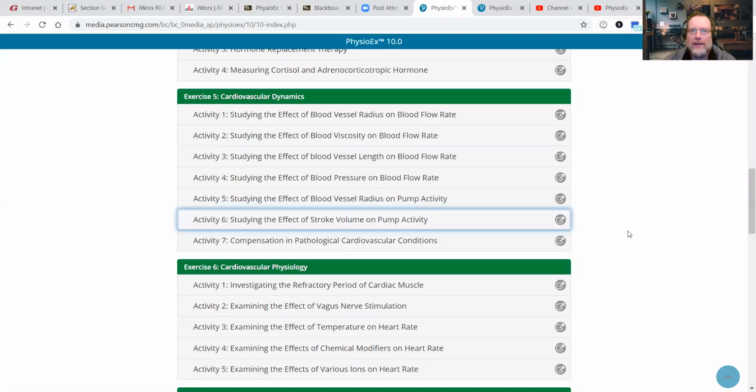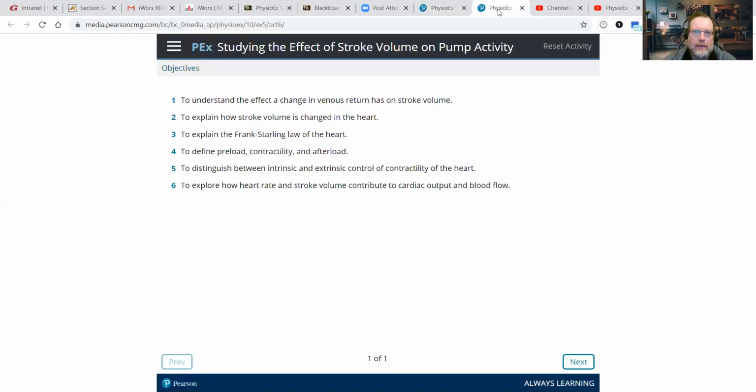Okay, continuing on with PhysioEx 10, Exercise 5, Cardiovascular Dynamics. Activity 6, studying the effect of stroke volume on pump activity. This activity is similar to Activity 5. We're going to have the same setup.